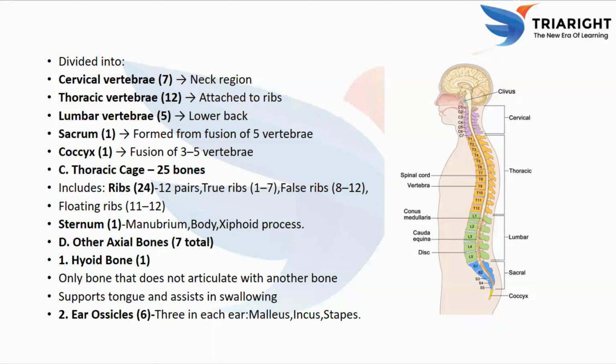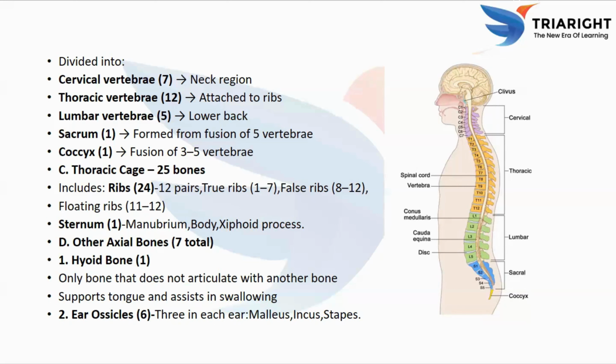So let's go through them in an easy way. This vertebral column is divided into 5 regions, right? The cervical vertebrae is made up of 7 bones. These are located in the neck. You can clearly see the picture of the vertebrae of the human body. This cervical vertebrae is located in the neck region. It is numbered C1 to C7.